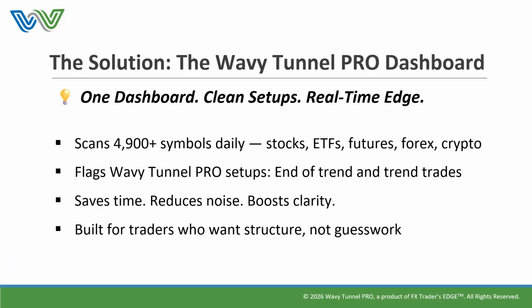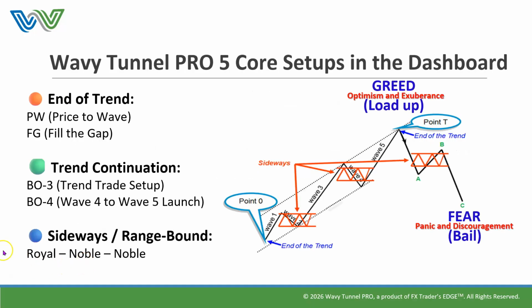What is our solution? The Wavy Tunnel PRO Dashboard solves this. It's one dashboard. It shows clean and structured setups. It offers a real-time edge because it scans over 4,900 symbols daily in stocks, ETFs, futures, Forex, and crypto. And it flags all of the Wavy Tunnel Pro setups, the end of trend and the trend trades. This saves time. This reduces noise. This boosts clarity. And it's built for traders who want structure, not guesswork.